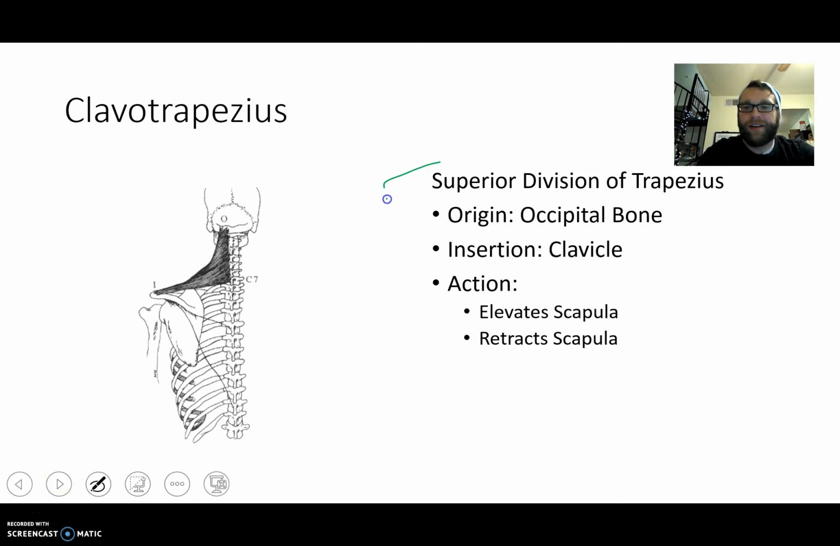Clavotrapezius. If you look here, these are the things you have to memorize. So it's a lot less complicated than memorizing the trapezius, and you're going to learn each of the different parts and what they do a little bit better.